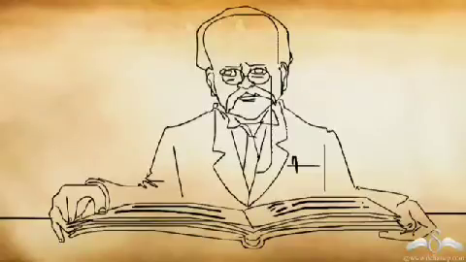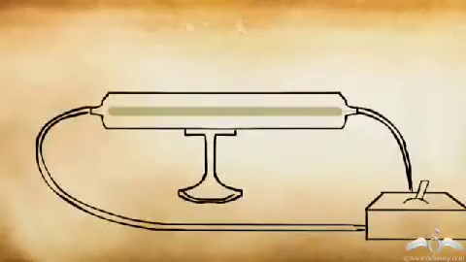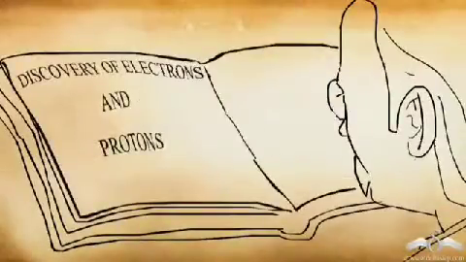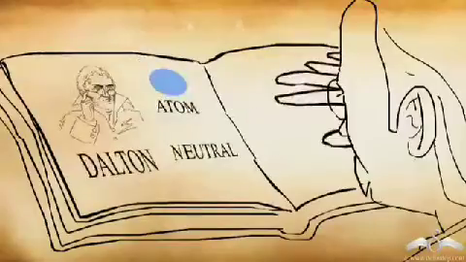J.J. Thomson was the scientist who had proved that the cathode rays consisted of the negatively charged particles called electrons. He had used the cathode ray tube experiment to prove that the cathode rays were made of electrons. Later on, protons were also discovered. He was aware of this discovery as well.